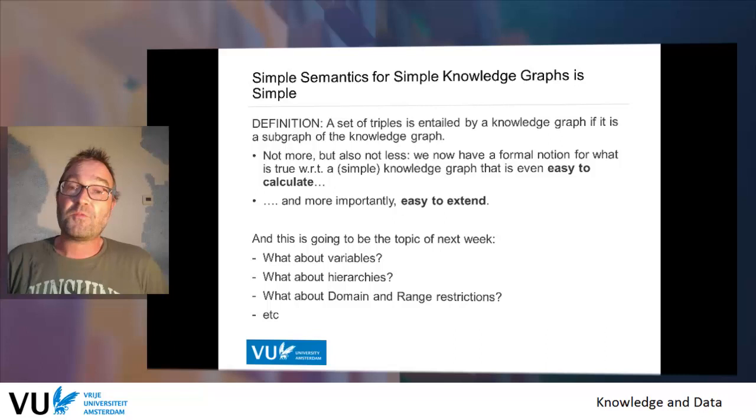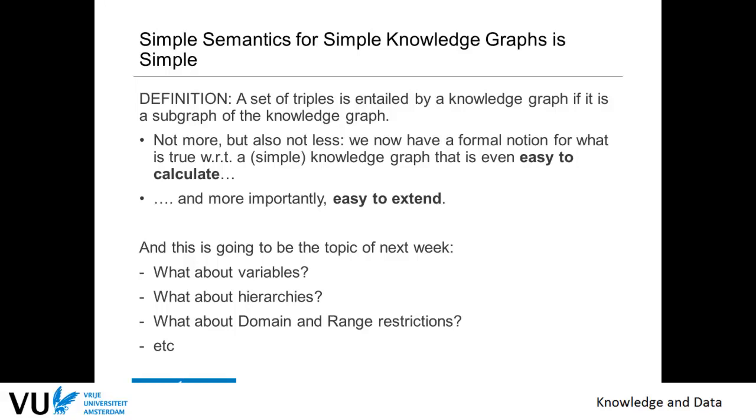So the definition is really that a set of triples is entailed by a knowledge graph if and only if it's a subgraph of the knowledge graph. And this definition co-occurs with the definition of entailment that I gave you semantically. So basically what this gives you is already a calculus. We can now easily calculate all the entailed triples. It's not much more, but it's also not much less than this link between entailment and subgraphs, because now we have a formal notion for what is true with respect to simple knowledge graphs.